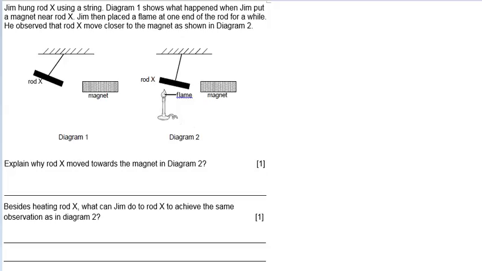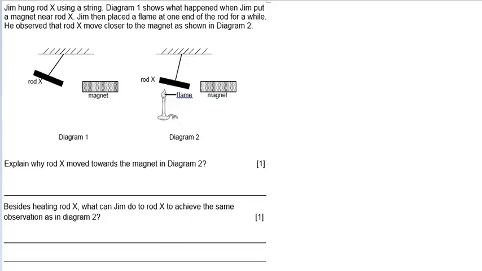Jim hung rod X using a string. Diagram 1 shows what happened when Jim puts a magnet near rod X. Jim then placed a flame at one end of the rod for a while. He observed that rod X moved closer to the magnet as shown in diagram 2.